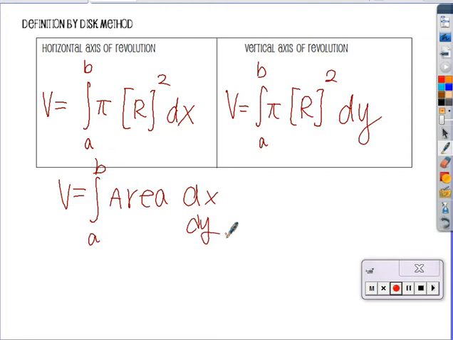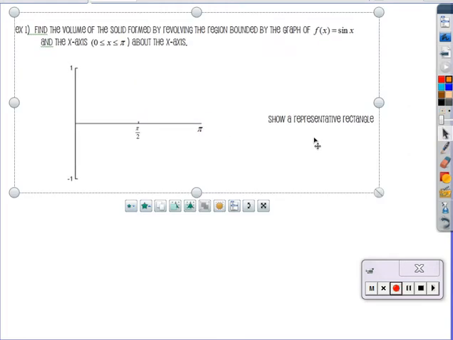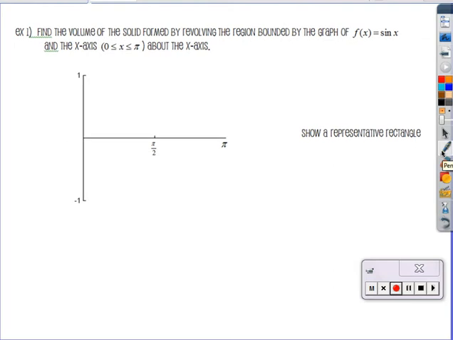Alright, so with that in mind, we are going to start off with this problem here, going from 0 to pi of sine of x. So sine of pi over 2 is 1, sine of pi and 0 are 0. So it kind of looks like that. I'm going to show you how to make your revolution really easily. First thing you're going to do, reflect it across the x-axis, because we're going to revolve around the x-axis. So I always do this to show how I'm revolving.